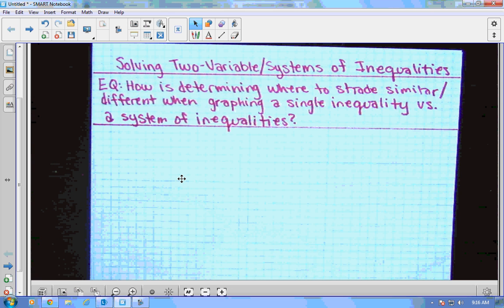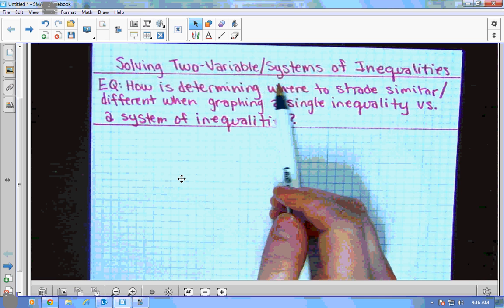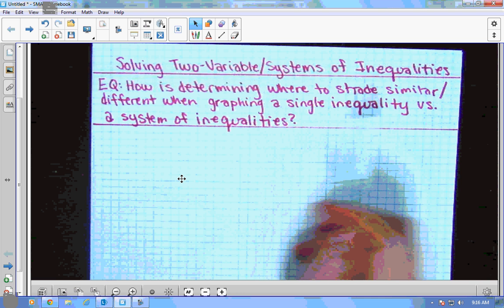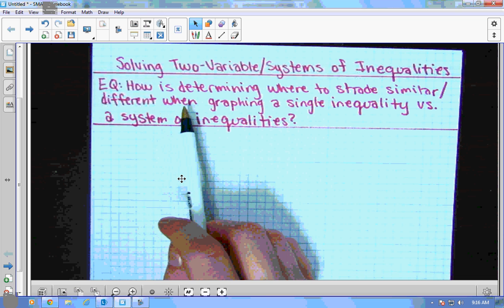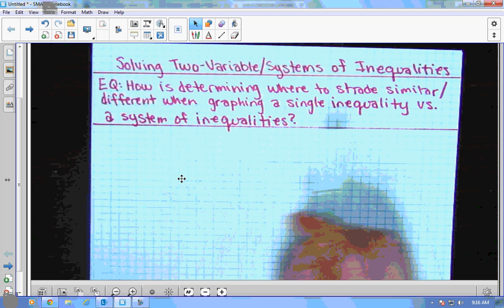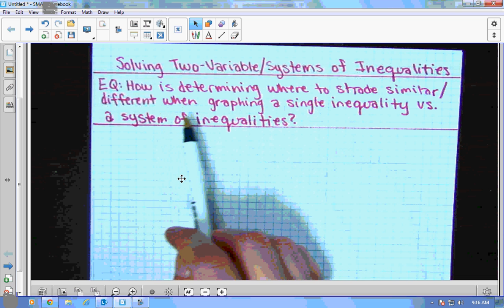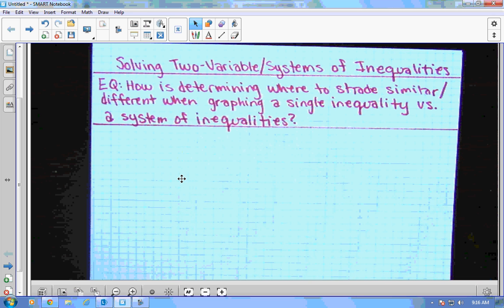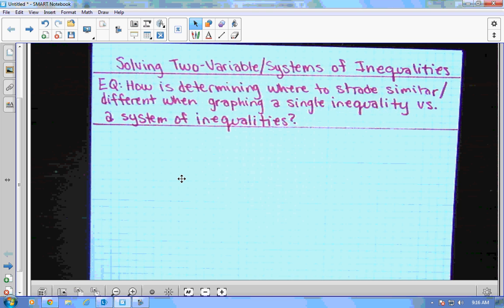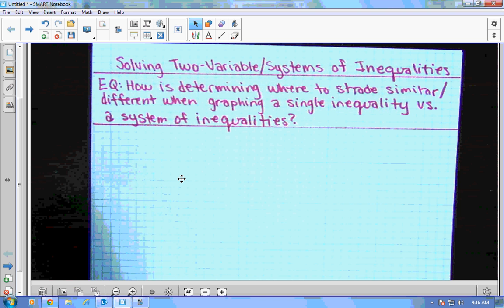Okay, these notes are titled Solving Two Variable and Systems of Inequalities. The essential question is, how is determining where to shade similar or different when graphing a single inequality versus a system of inequalities?